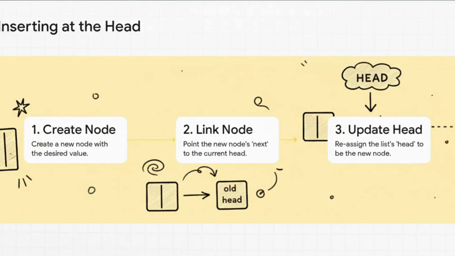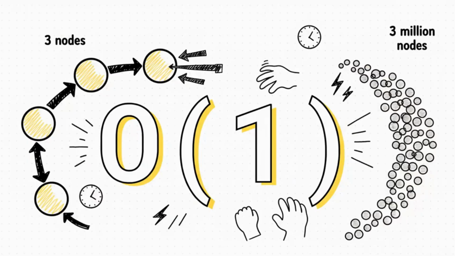So let's take one of the most common things you'll do, adding something new right to the front of the list. It's this simple, really elegant three-step dance. Ready? Step one, you make your new node. Step two, you tell its next pointer to point to whatever the old head of the list was. And step three, you just announce that your shiny new node is now the new head. That's it, you're done.